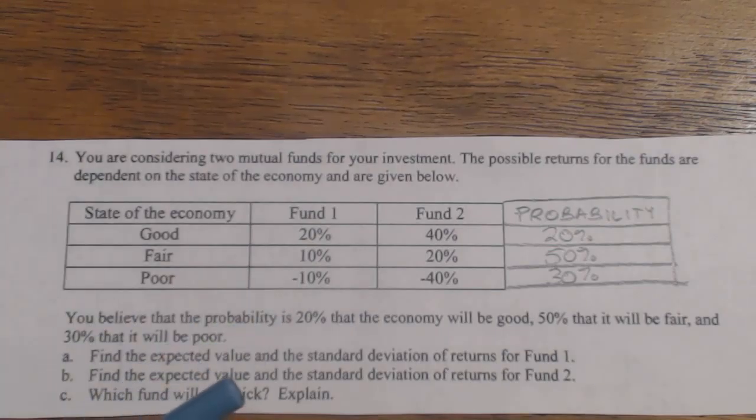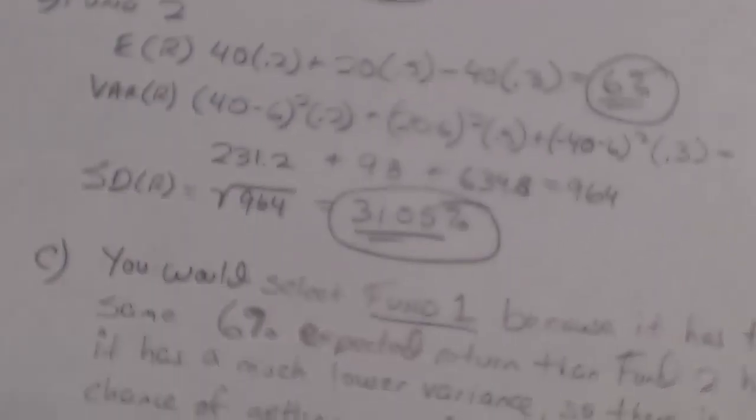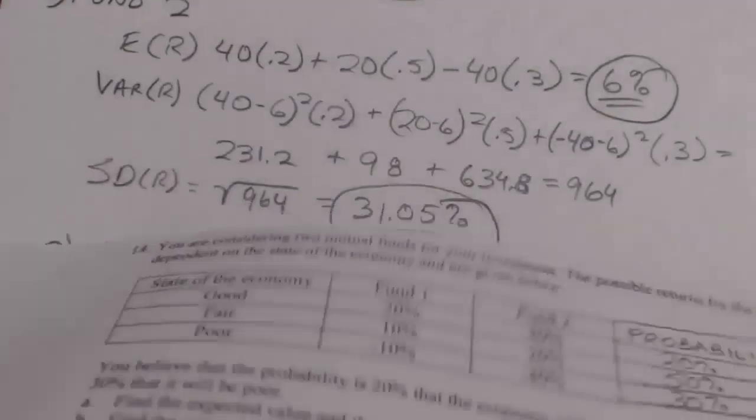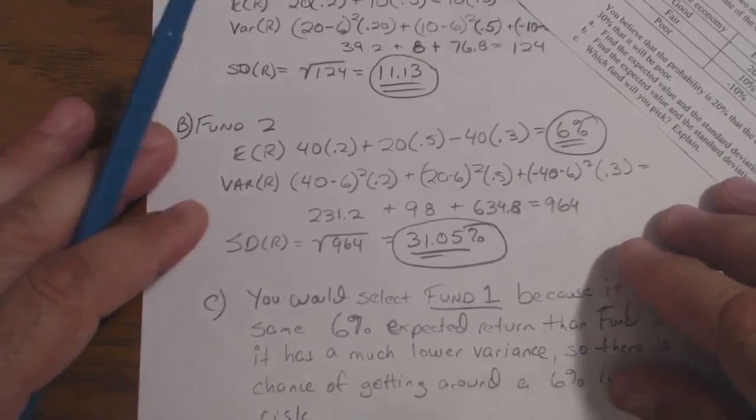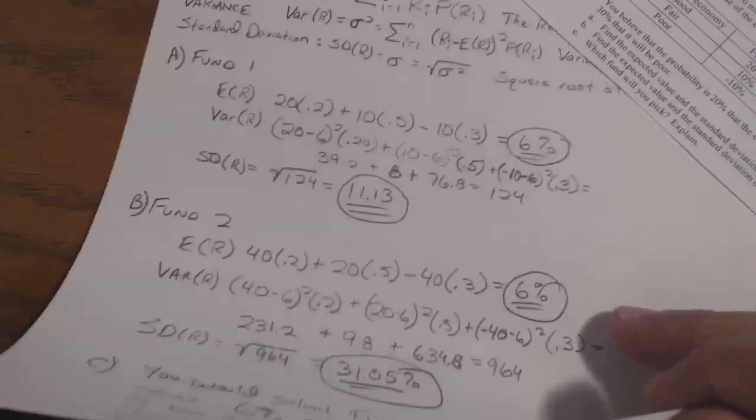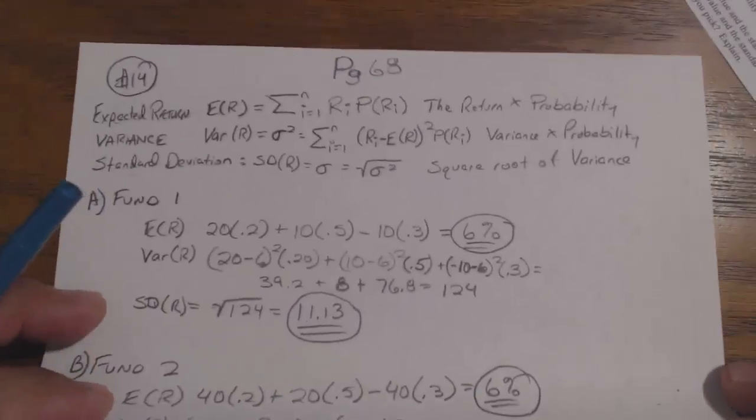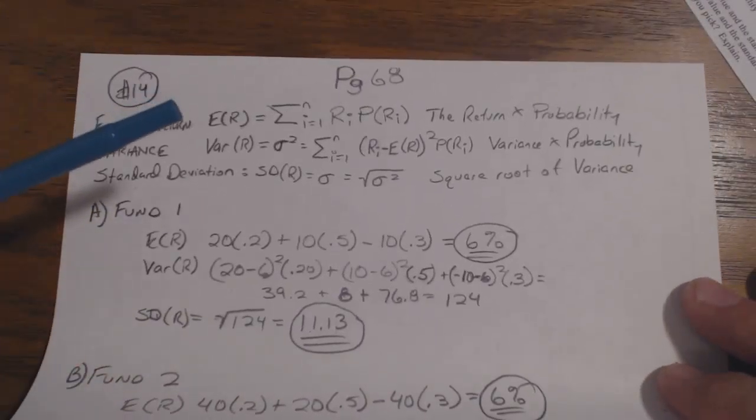Okay, so it says find the expected value, expected return, same thing, and the standard deviations for the returns for Fund 1. Find the expected value and standard deviation of returns for Fund 2, and then which fund will you pick. So basically they give you those formulas, I think on page 64 of your workbook. Let's back this up. Okay, and here are those formulas.